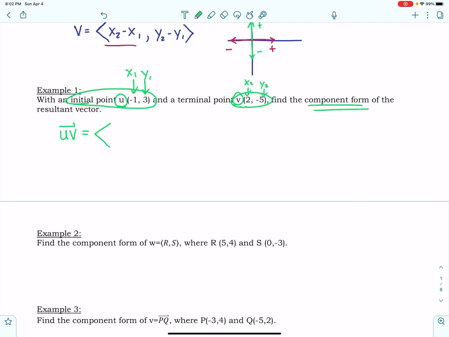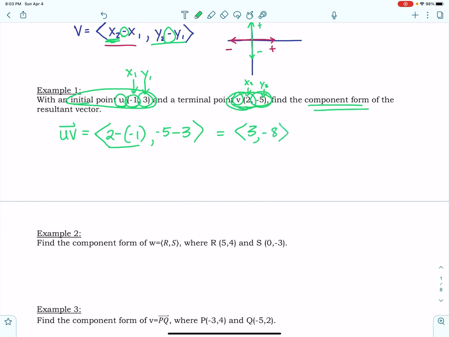So for component form, I'm going to take x2, just like up here, so that's 2, and then it's going to be minus this x. Well, that's a negative, so make sure you're putting that in parentheses. And then for the y component, I'm going to have y2 minus 3. And then I am going to look at this. Remember, this is going to be 3, 2 plus 1. And negative and a negative, that gives me a -8. So that is the component form.